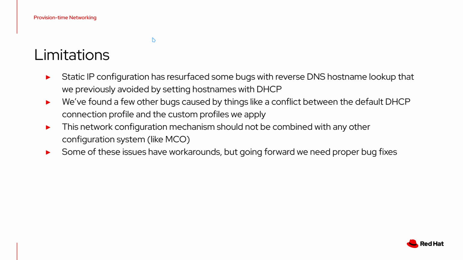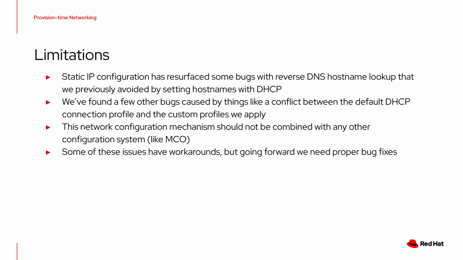So there are some limitations that we know about in this feature as well right now. For example, the static IP configuration has resurfaced some bugs with reverse DNS hostname lookup in Network Manager. Previously, we were getting around that by telling people to set their host names using DHCP. Obviously, in a static IP scenario, we can't do that.